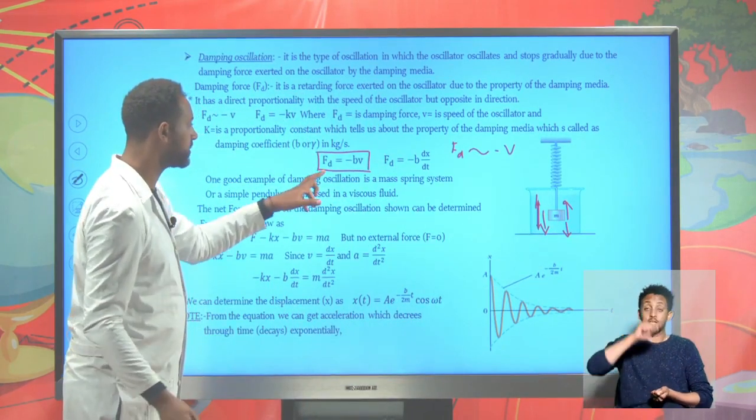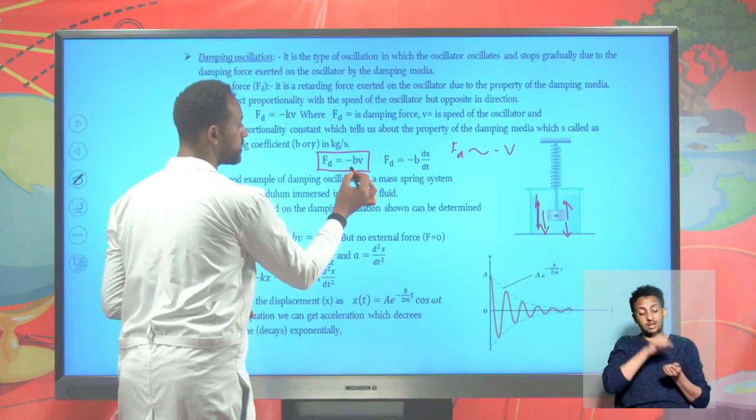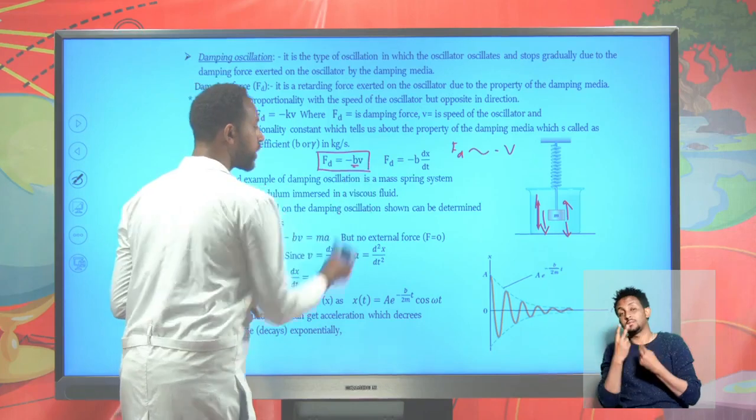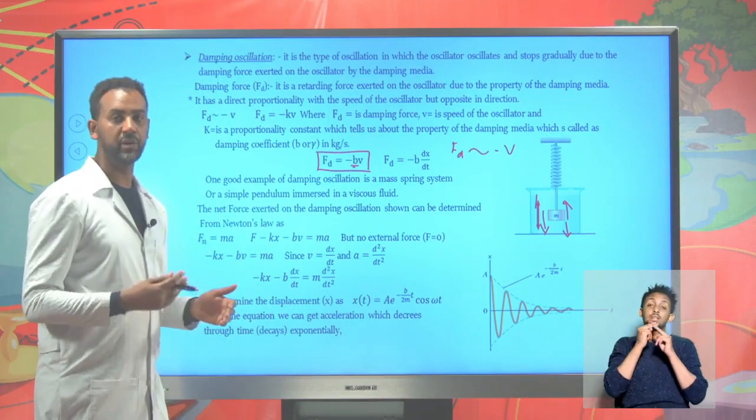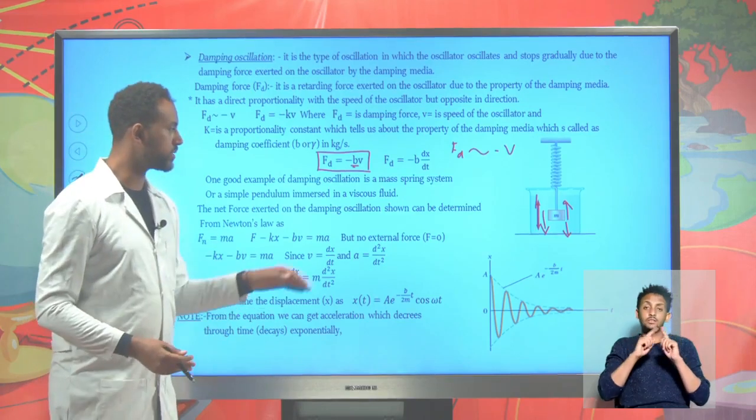Damping force is related like this, and you have the equation: the damping force is equal to the negative of b times v, where b is known as the damping coefficient of the medium. Actually, for different media, we have different equations.